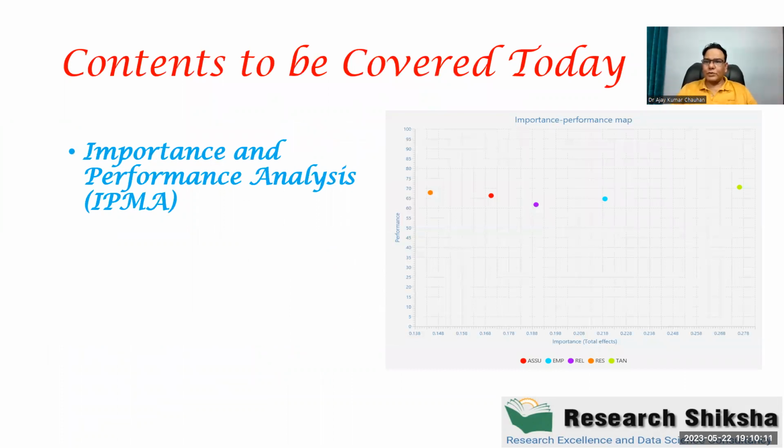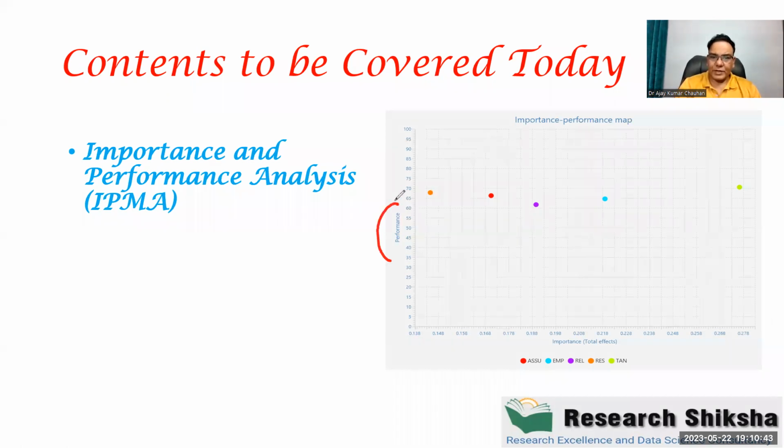We are going to cover two issues: one is called importance and the second is called performance. And it is actually a map. If you see this map provided by the software, the importance-performance map, on the y-axis we have the performance, and on the x-axis we have the importance. So two aspects we are going to cover.